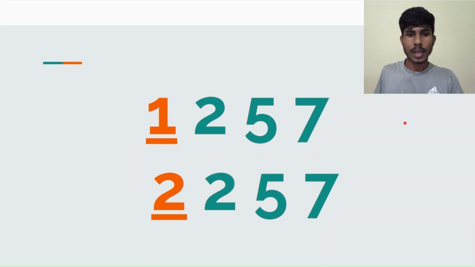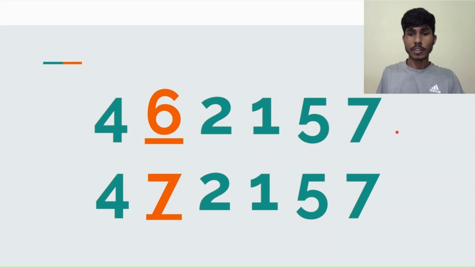Okay. And if you consider a very large number, the rightmost digit is 7. So it is in ones place. And the next digit here is 5, and it is in tens place. And the next digit here is 1. It is in hundreds place. Next digit here is 2. This is in thousands place. And the next digit here is 6. This is 10,000s place. Why?